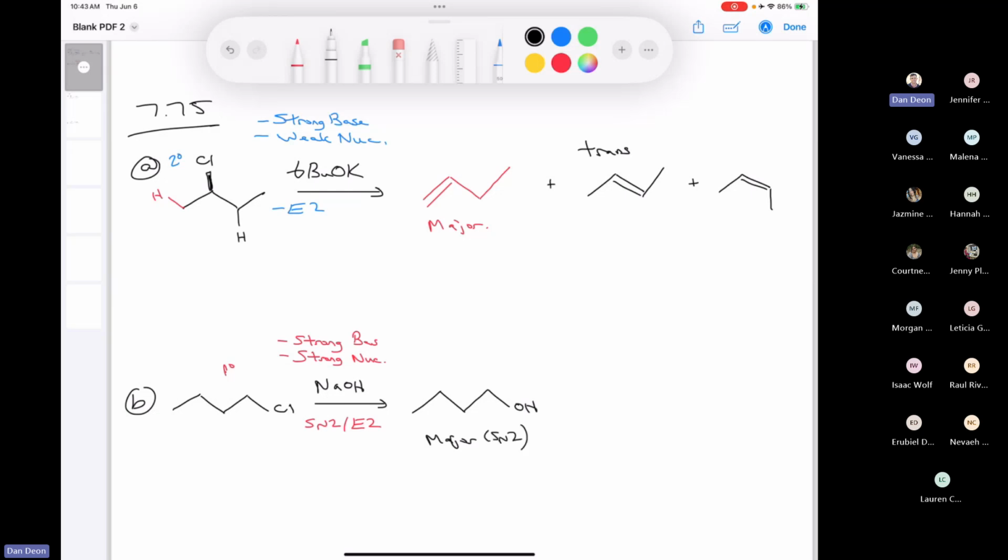But as far as an E2 product goes, there's only one type of beta proton here. If this is our alpha carbon, then this would be the beta carbon over here. And so if we eliminate that, we're going to end up with 1-butene, this compound here. And so this would be the minor product, and this is the E2 product. Now keep in mind there's no cis and trans for this. There's just this one compound, and that's it. So we get 2 compounds in this specific case.